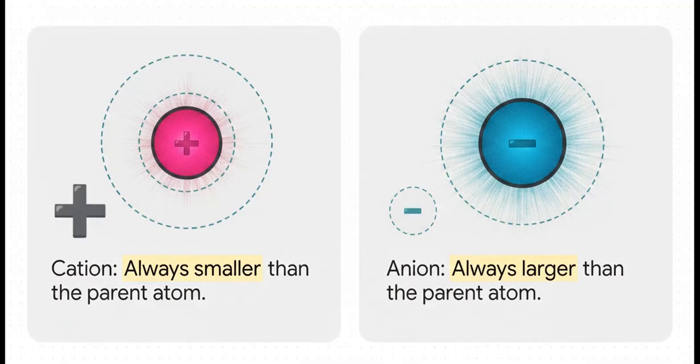So what happens when an atom actually gains or loses an electron to become an ion? Well, you have to visualize the difference here. A cation, that's our positive ion, is absolutely always smaller than its parent atom. I mean, it literally lost a layer. But on the flip side, an anion, the negative ion, is always larger than its parent. It gained an electron, which adds more negative repulsion into that cloud, making the whole thing puff out.